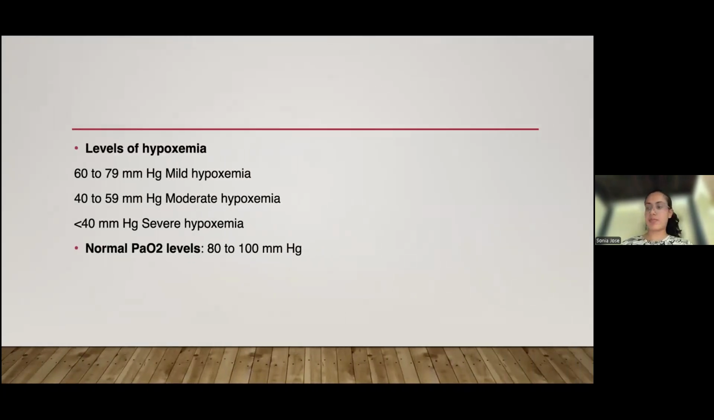And the next is hypoxemia. You all know what is hypoxemia and the levels of hypoxemia. Normal PaO2 levels are 80 to 100 mmHg. Mild hypoxemia means 60 to 79 mmHg. Moderate hypoxemia is 40 to 59 mmHg, and severe hypoxemia is less than 40 mmHg PaO2 values.